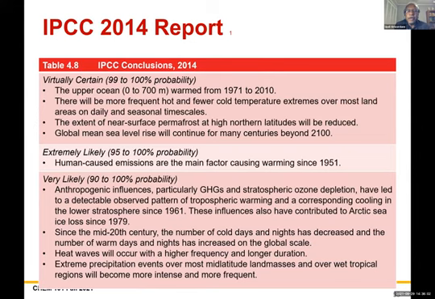There will be more frequent hot and fewer cold temperature extremes over most land areas on daily and seasonal time scales. That's 99% for sure. The extent of near surface permafrost: permafrost is frozen ground, and in some places it has been frozen for a long time.